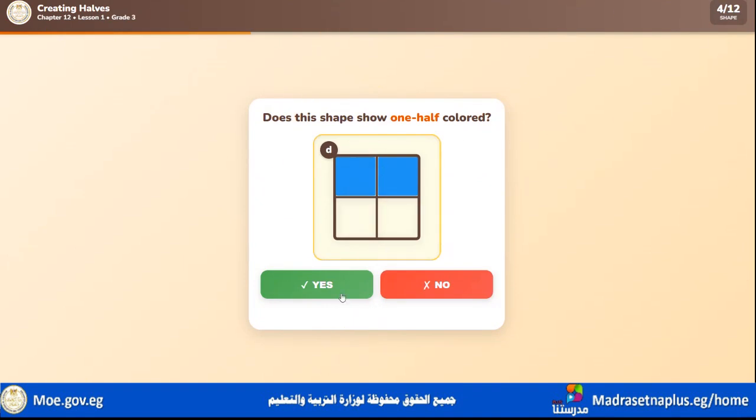Half? Yes. Does this shape show one half? It's up to you. You can say this is half, or if you made some mistakes, don't worry. You can try many times. If the colored part equals the uncolored part, just click any one of them. If you made a mistake, don't worry.